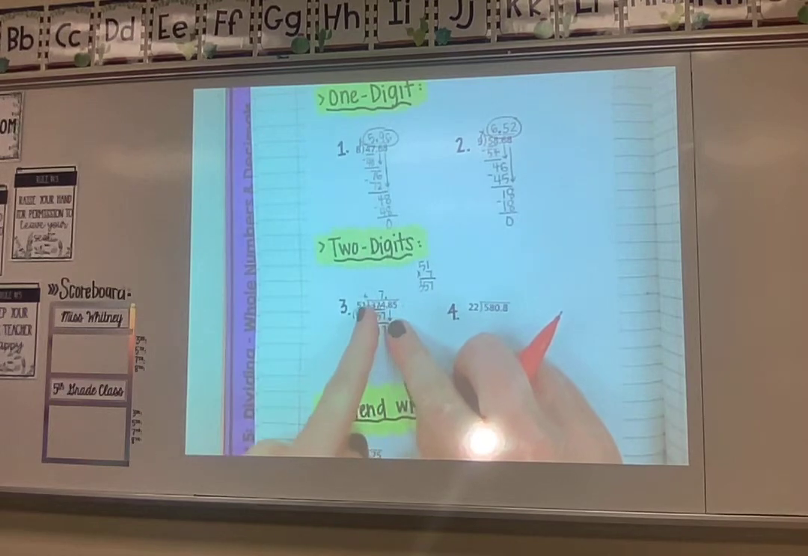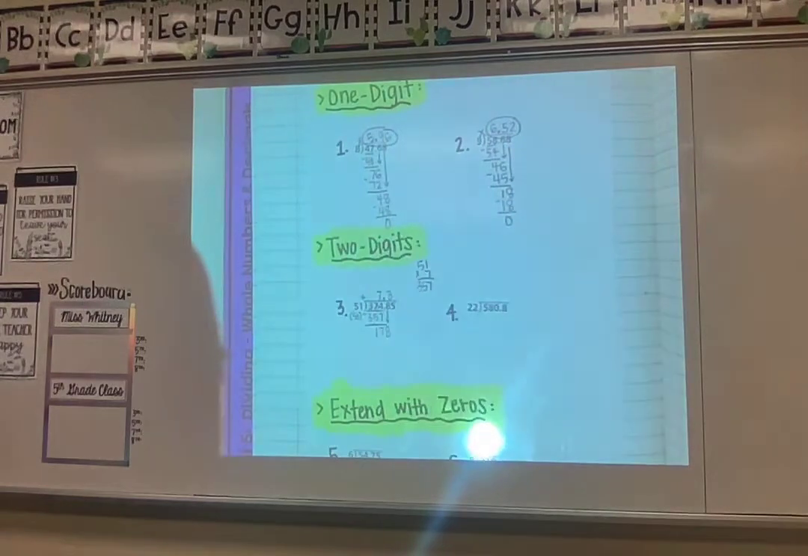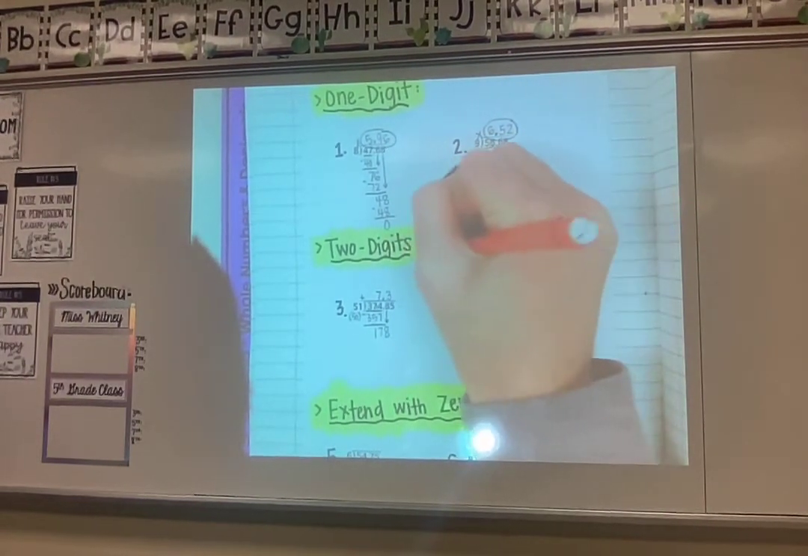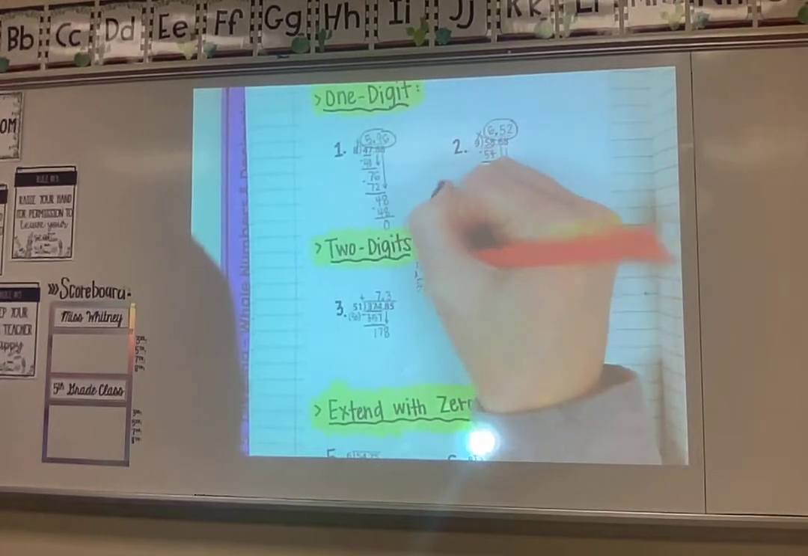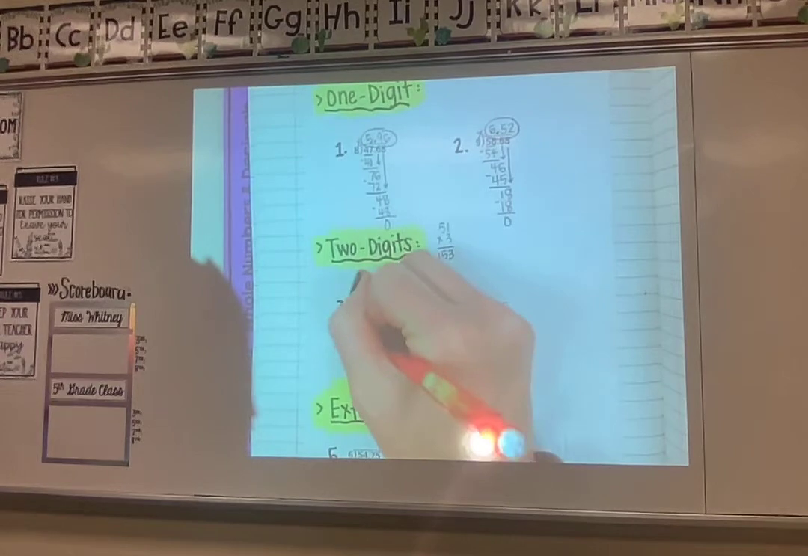About how many 5s would fit into 17? That would be a 3. Then I need to multiply 51 times 3. 3 times 1 would be a 3. 3 times 5 would be a 15. So 153 is what I'm subtracting.